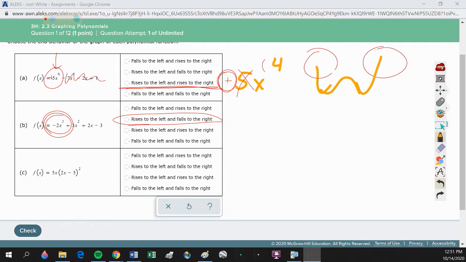Okay, the next one. This one's a little bit harder. How many x's are there? So 1, 2, but that second x is underneath a squared, so there are actually 3. And then what's the sign in the front? Negative. That's a negative sign, sorry. So this is the same as a negative x to the third, which is going to look like that.